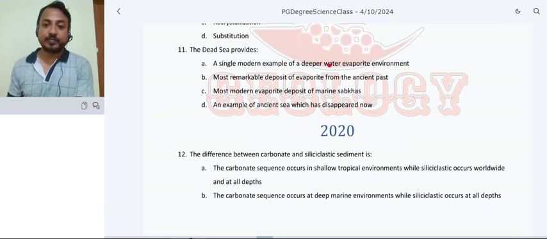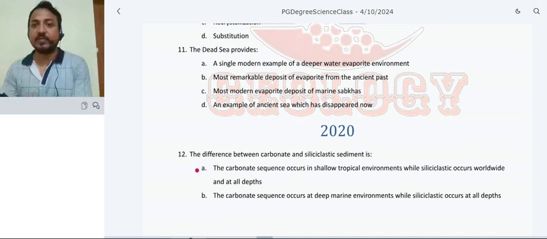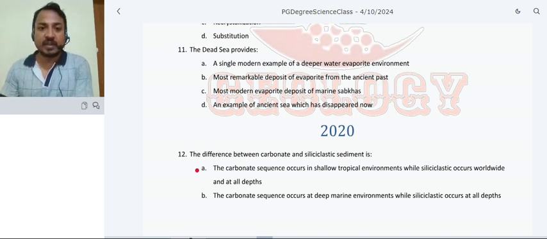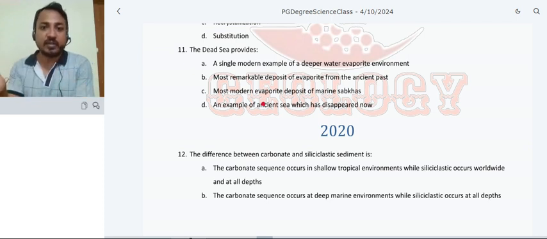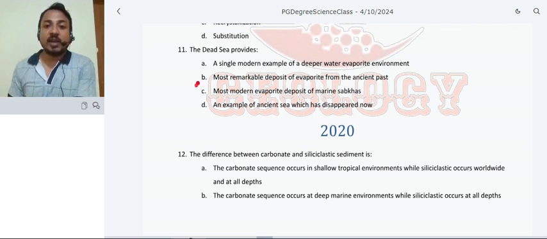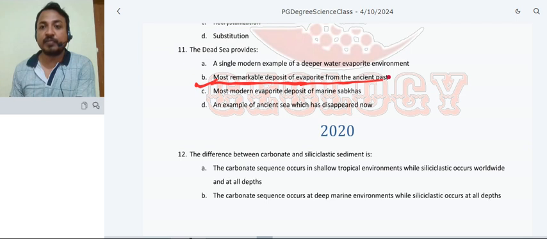Then, the Dead Sea provides. The Dead Sea is a restricted basin where you get hypersaline conditions, where evaporation is more than precipitation or infiltration. So there you will get evaporite deposition, which you get in the supratidal region, in the Sabkha region. There we will get the most remarkable deposits of evaporite from the ancient past. Answer will be B.